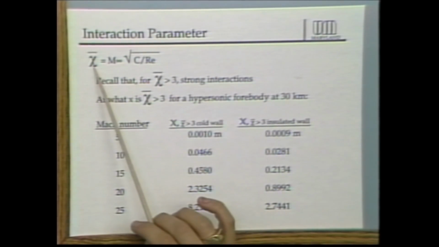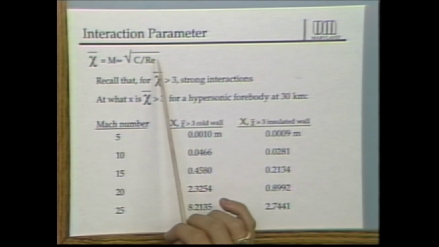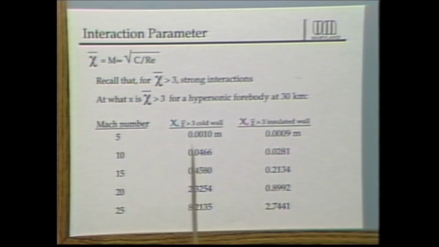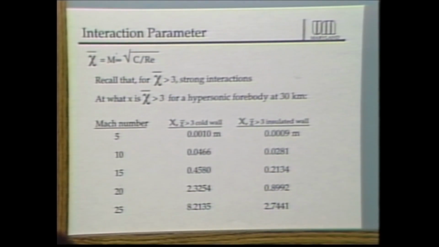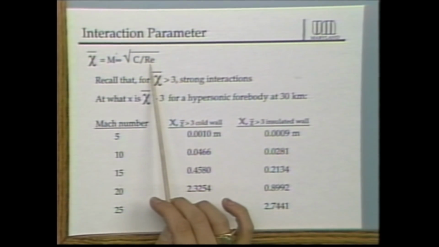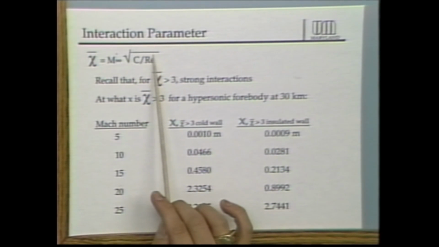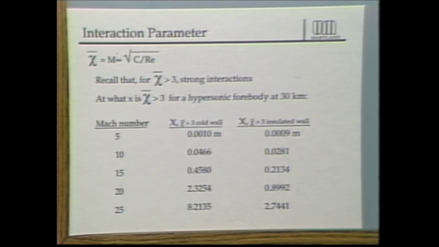Remember that chi bar is defined as being inversely proportional, and there should be a cube of Mach number on this. That's a mistake. Inversely proportional to the square root of the Reynolds number. And remember, Reynolds number scales linearly with the dimension. So what this is really saying is that chi bar scales inversely with the length parameter on the inlet. In other words, a large value of chi bar means you're very close to the leading edge. And as chi bar gets smaller, you're moving further away from the leading edge.